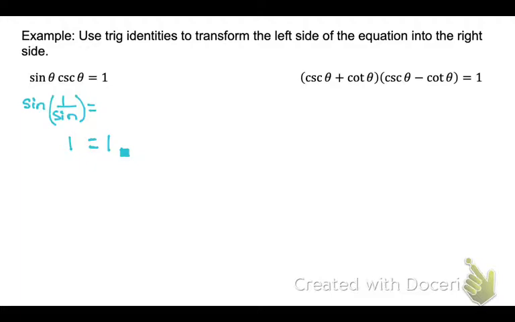Okay, next problem. Cosecant of theta plus cotangent of theta times cosecant theta minus cotangent theta equals 1. The first step you will always do is write the problem on your paper. There's no ifs, ands, or buts on this. This is what we're going to make our left look like our right. If you want to put the 1 on this side, you can, because it will be easier to line those up. I don't care, but we're making this left be 1.